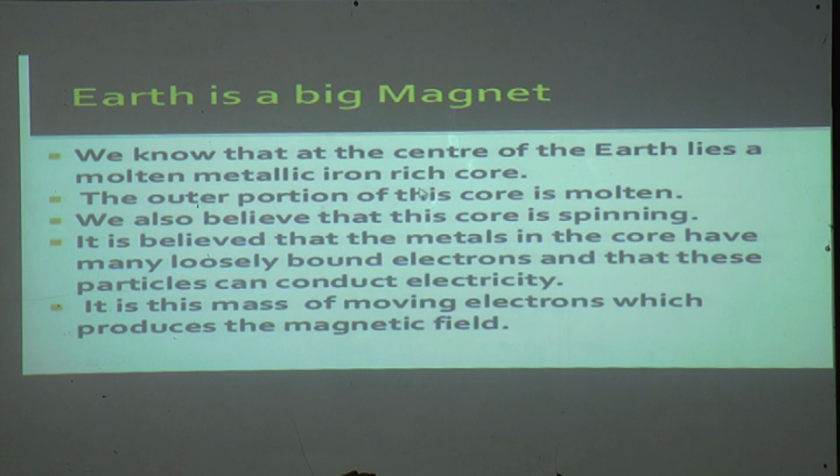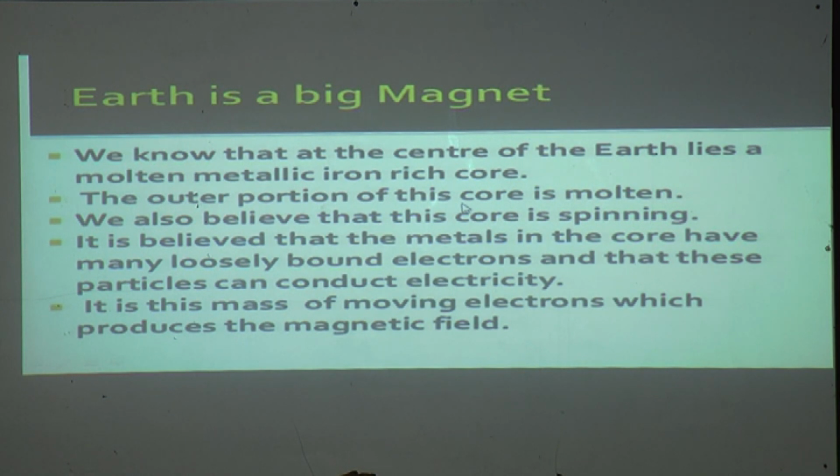So earth is also a big magnet. How is it? We know that at the center of the earth lies a molten metallic iron-rich core. We learn in geography how the earth is structured, what kind of structure is at the center and what is at the poles.